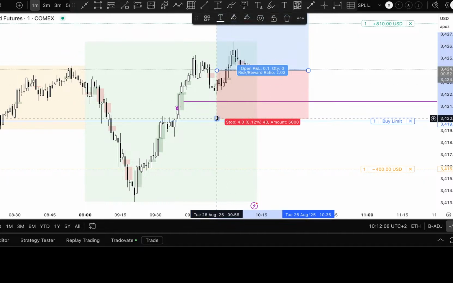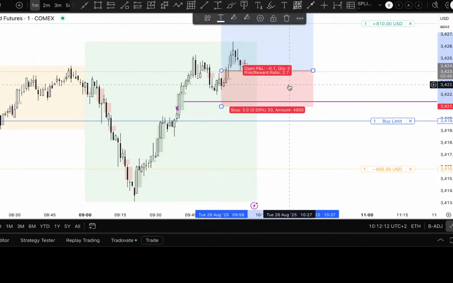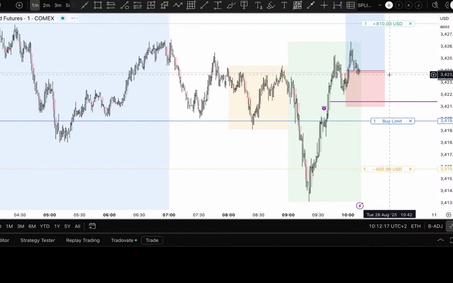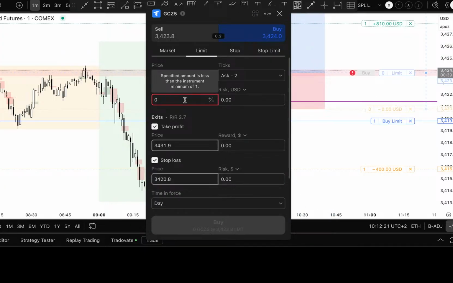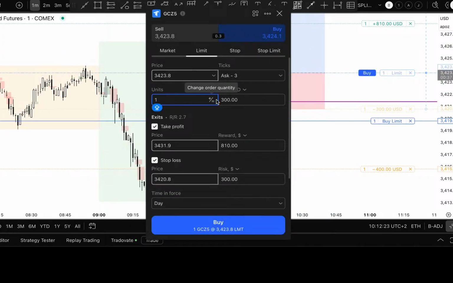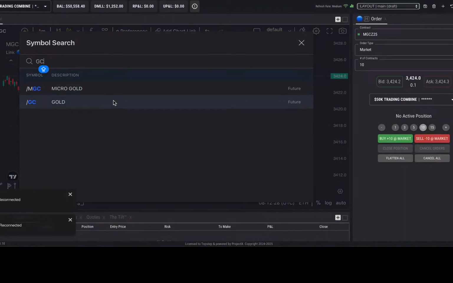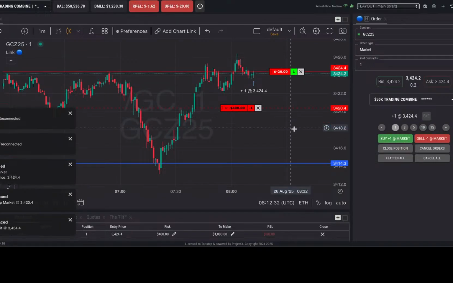What's the risk? 300 risk. But it's a risky trade. Yeah, what the hell? We can take a trade here. One lot. Yeah, one lot. GC gold. One lot. Buy. Order filled.